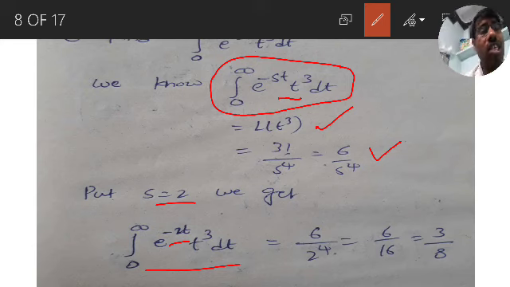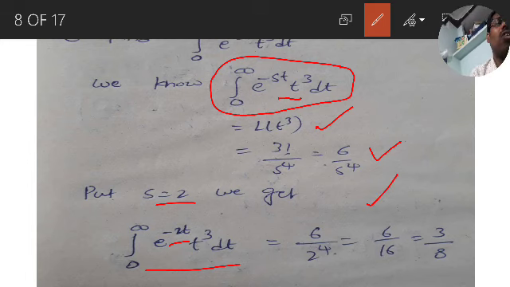2 power of 4 is 16. 6 by 16, that is 2. 3 by 2, 8. Answer is 3 by 8.